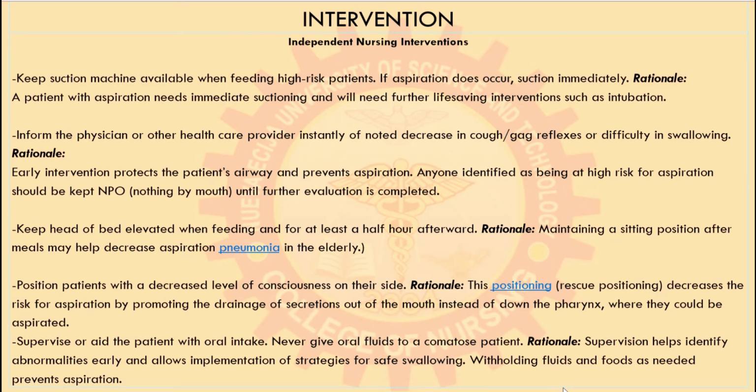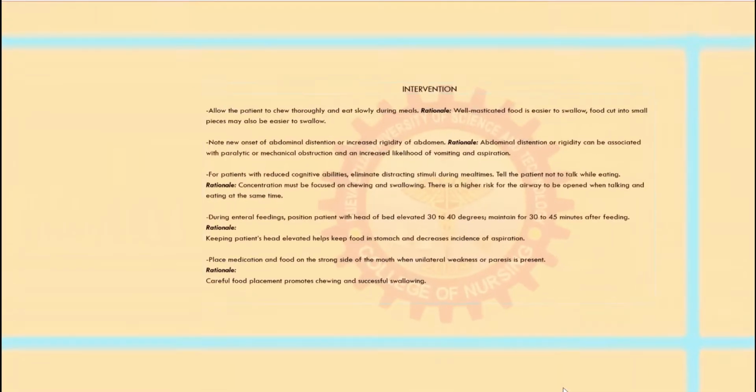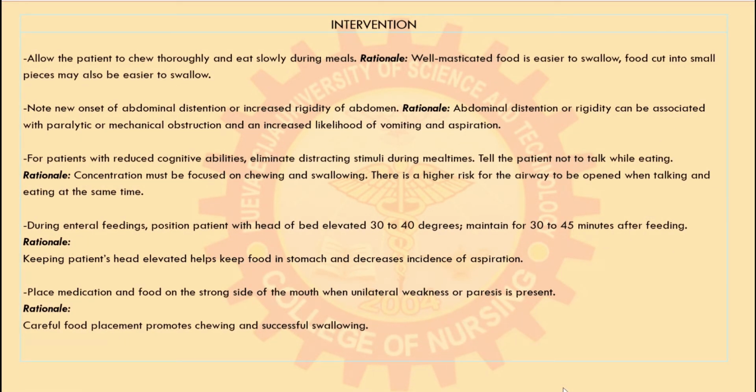Withholding fluids and foods as needed prevents aspiration. Allow the patient to chew thoroughly and eat slowly during meals. While masticated food is easier to swallow, food cut into small pieces may also be easier to swallow. Note new onset of abdominal distension or increased rigidity of abdomen. Abdominal distension or rigidity can be associated with paralytic or mechanical obstruction and an increased likelihood of vomiting and aspiration.